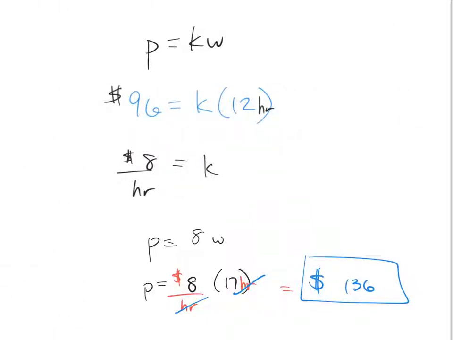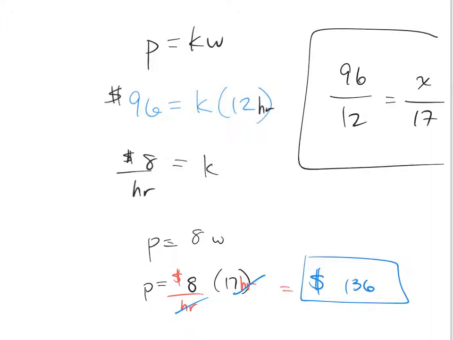Again, how else could we have solved this? We know that $96 is gained by working 12 hours. So how many dollars is gained by working 17 hours? Here's your alternate solution on the top right. If you are taking an SAT exam, these questions are on every single exam. Direct variation, indirect variation. Please, if you're taking an SAT, just do this.